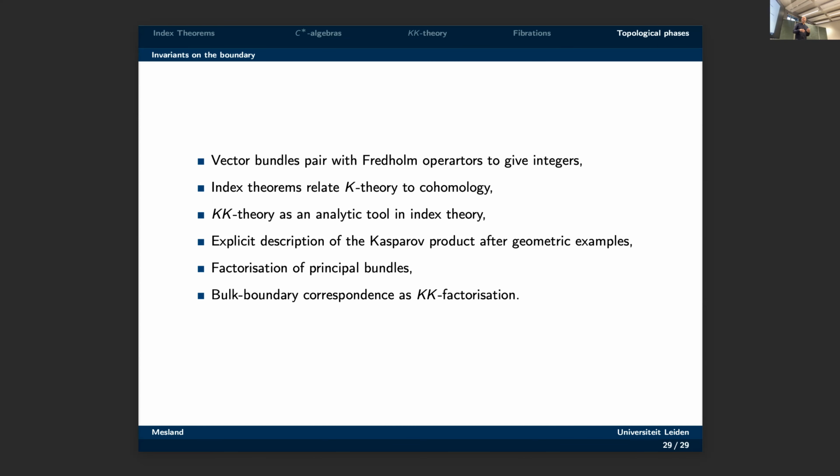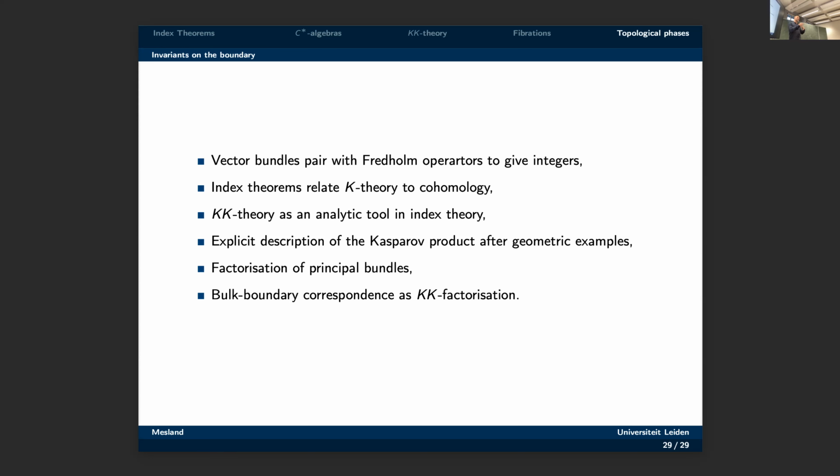The relevant algebraic structure in Kasparov theory can then be explicitly described by generalizing all the geometric input to this operator theoretic setting. And then you can think of, well, I gave you the Hopf fibration, but that idea works for any principal bundle. If I have a principal G bundle and a Dirac operator, then I can always factorize it into a bit that comes from the group action direction and a bit that comes from the geometry of the base. And the bulk boundary correspondence in physics, which I went over really quickly, is an example of this idea.